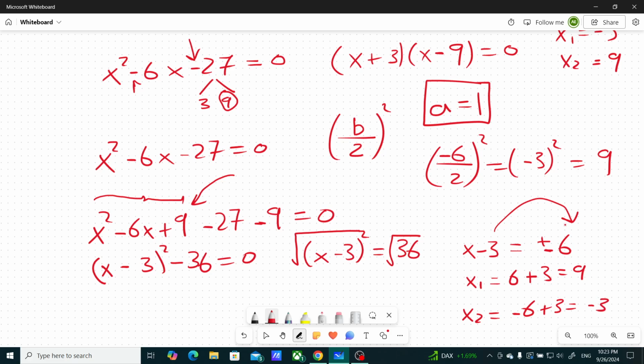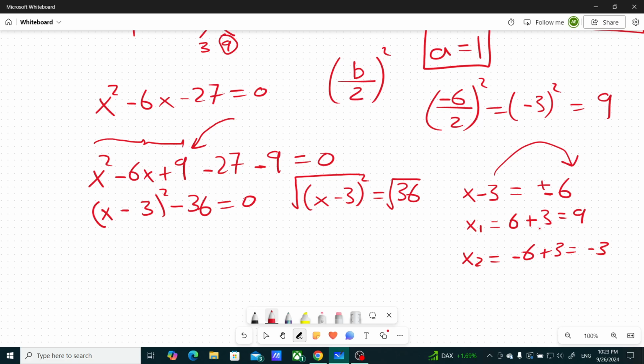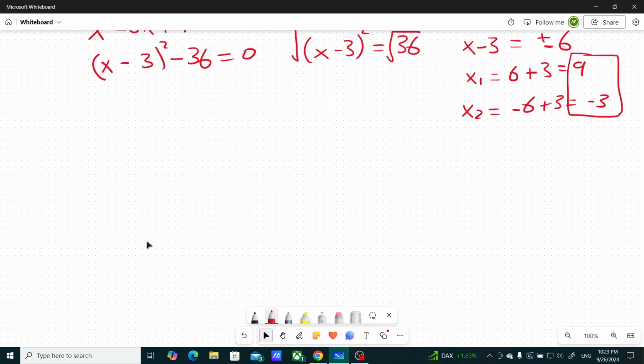And if I compare, my two x's are the same, 9 and minus 3, and I got 9 and minus 3. So this is basically how to solve using completing the square. We will take some more examples. Let's try and take this question.